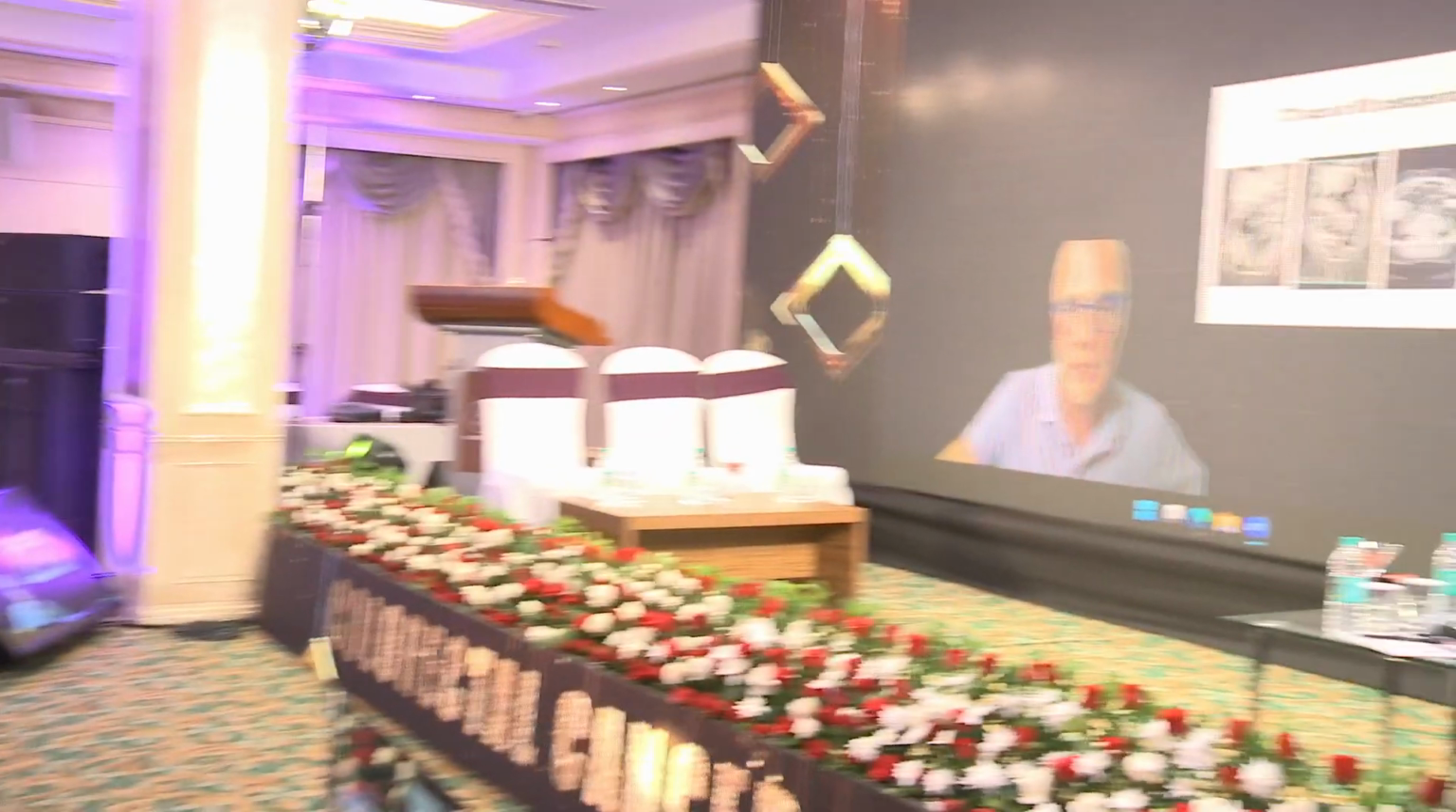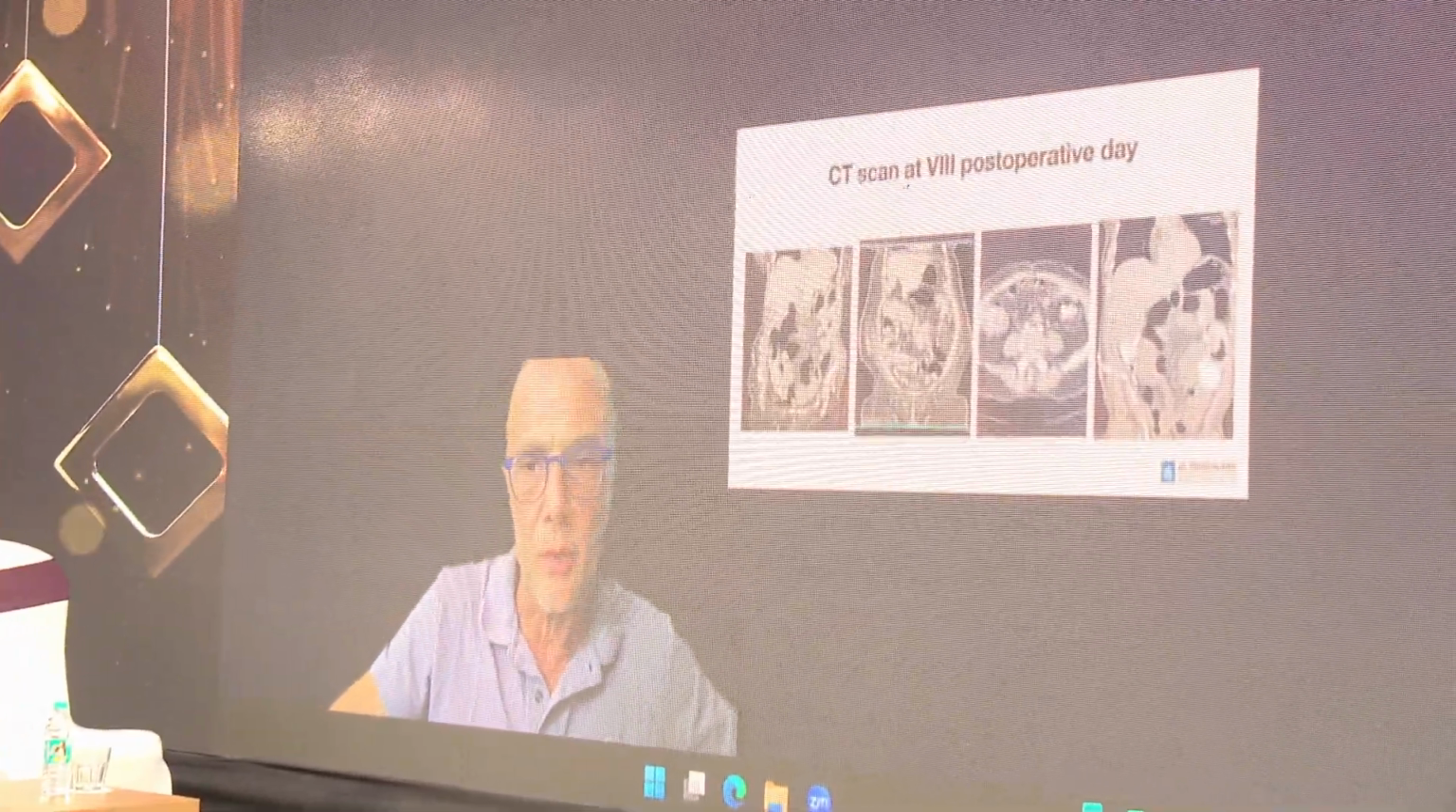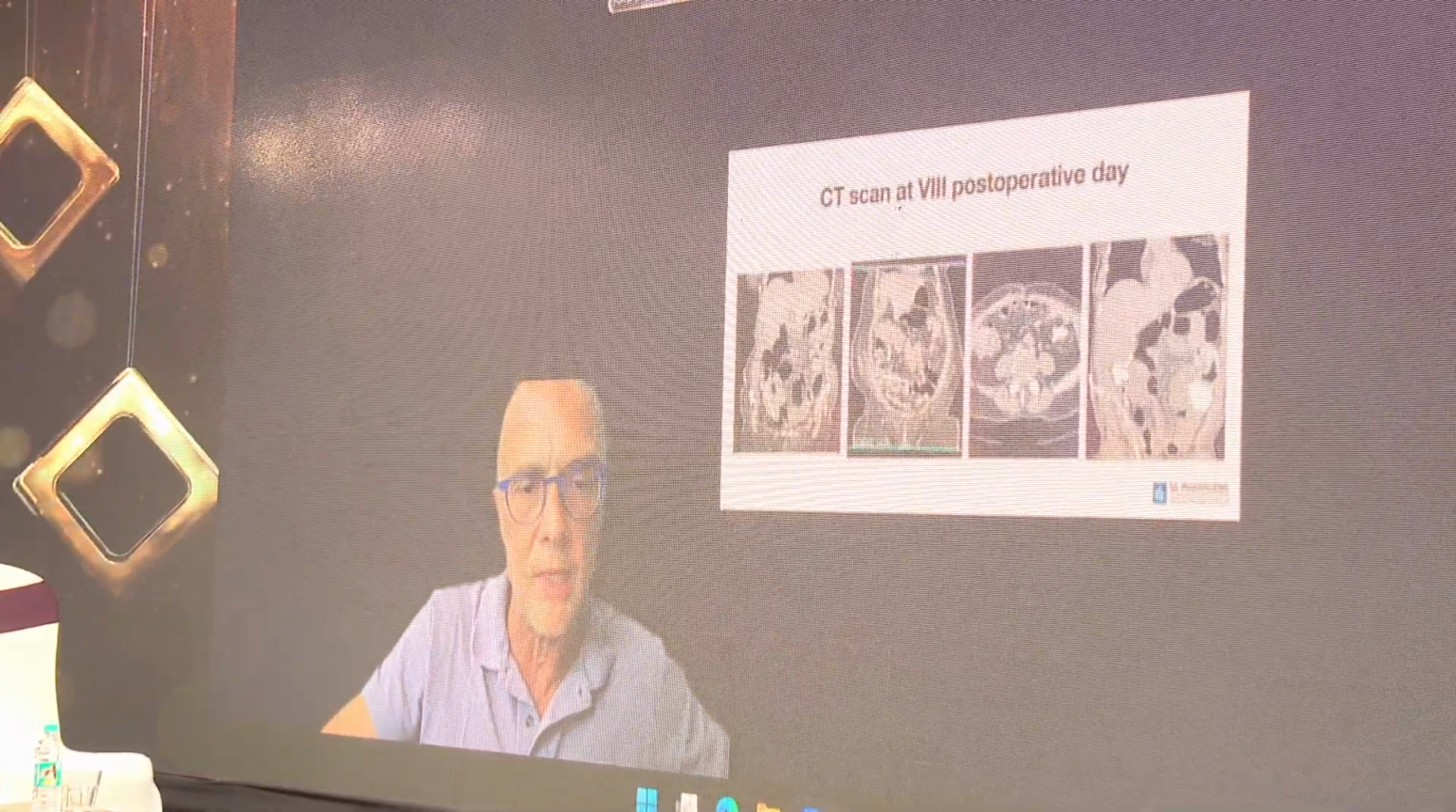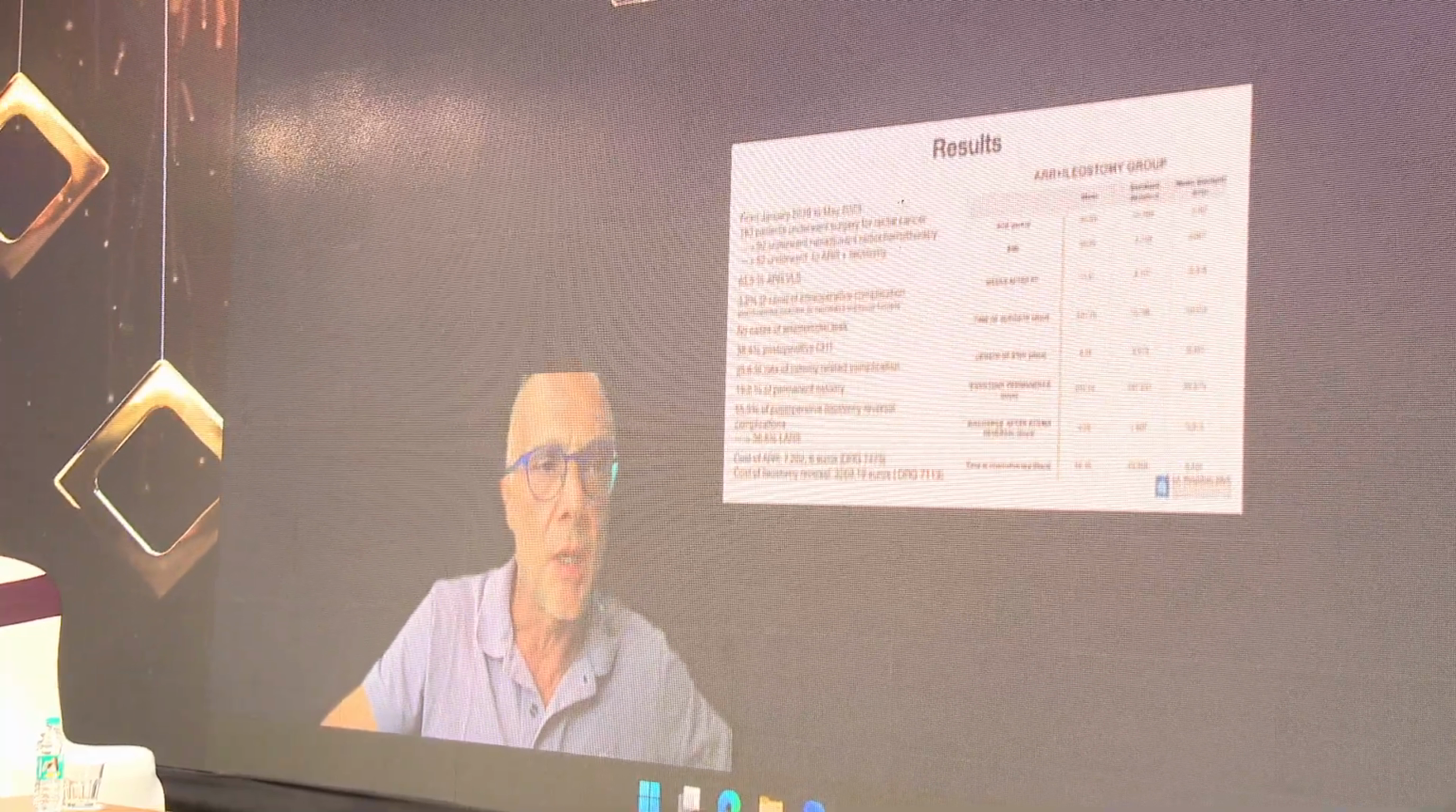This is a clear view of the balloon and the catheter inside with the CT and the enema that will show no complication in the anastomosis, no leakage.